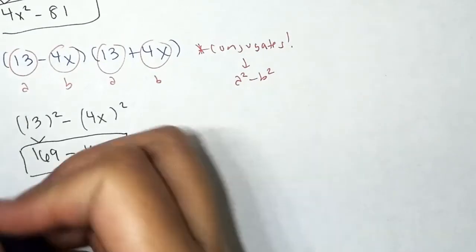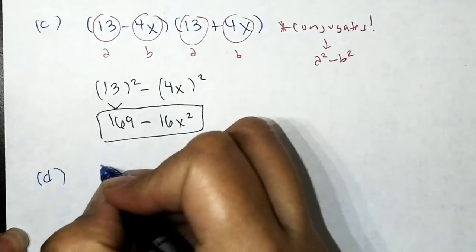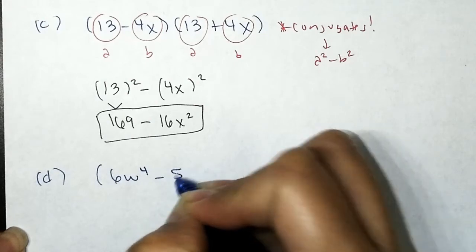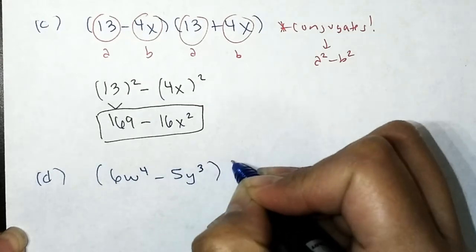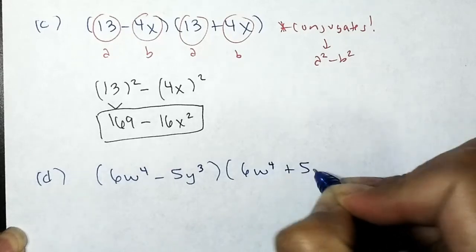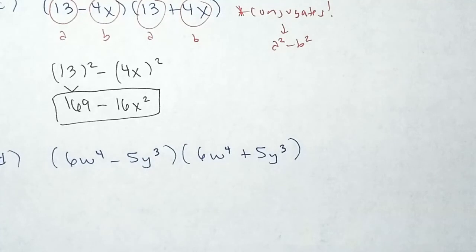Problem D. It's D, so it has to be spicier. Okay, so we have 6 times w to the 4th minus 5 times w cubed multiplied by, you guessed it, its conjugate. Oh, I'm so predictable. Okay, so let's do this. Just as predictable on the test. Fantastic. So again, you see this problem, you want to fold it out, go for it.